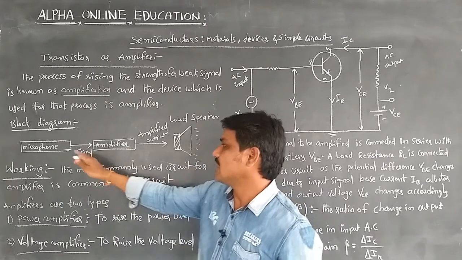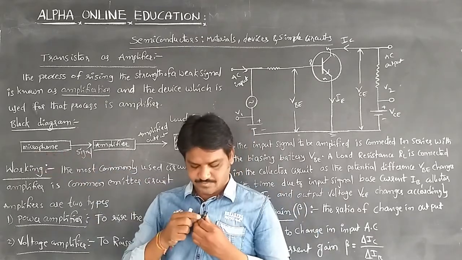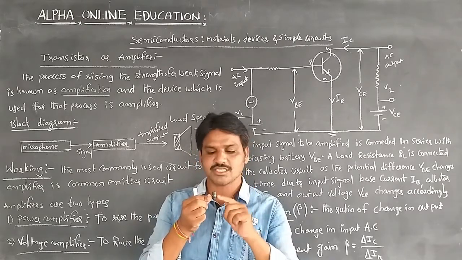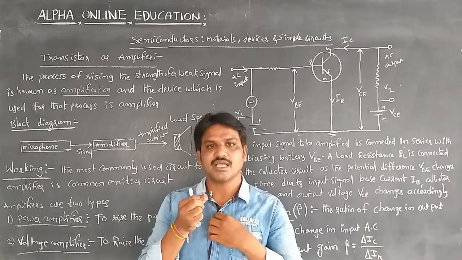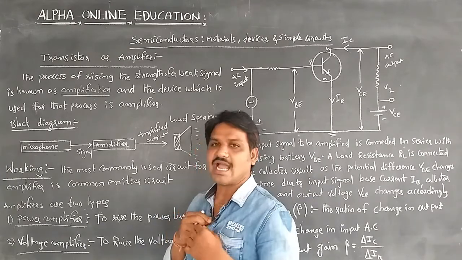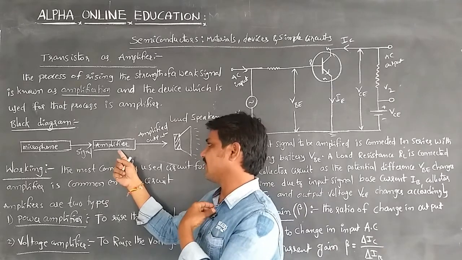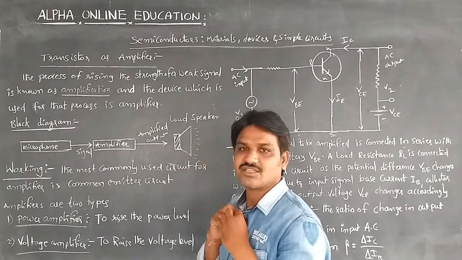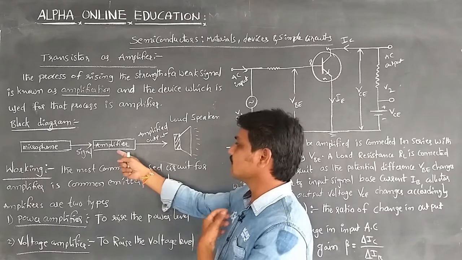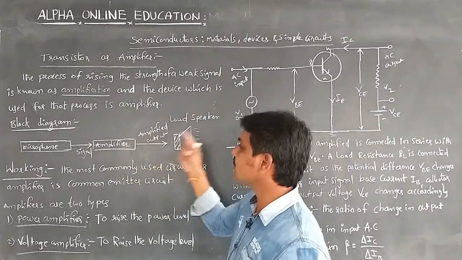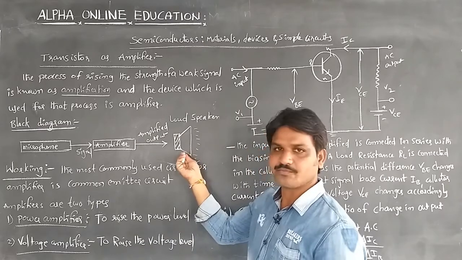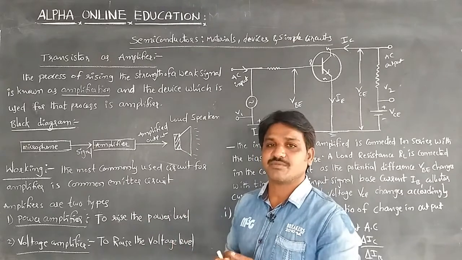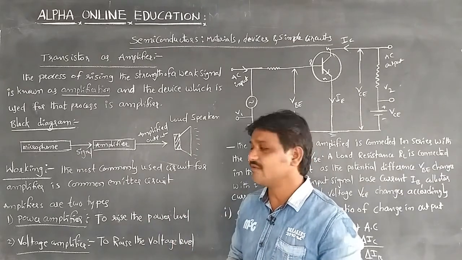Here is the microphone which is used to speak. Whenever we give the signal to the microphone, the signal is sent to the amplifier. The amplifier increases the strength of the signal, and that amplified output we can hear from the loudspeaker.